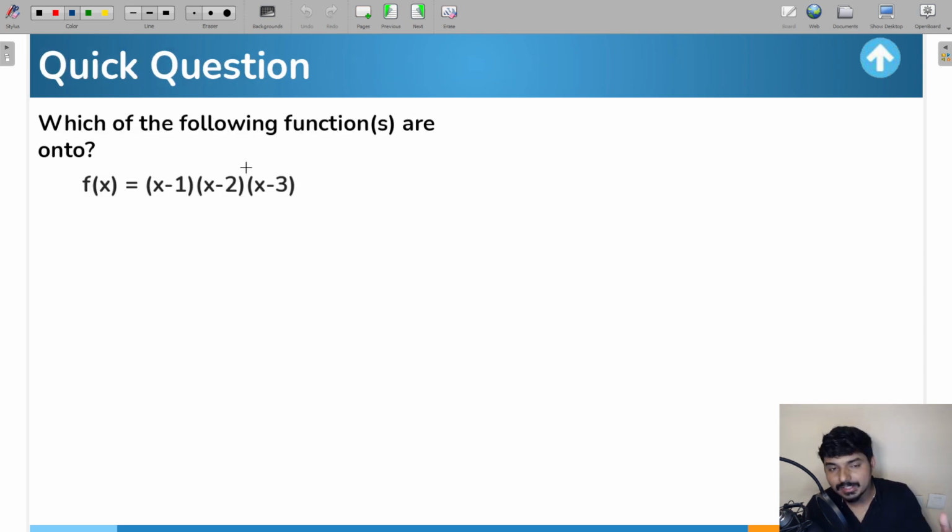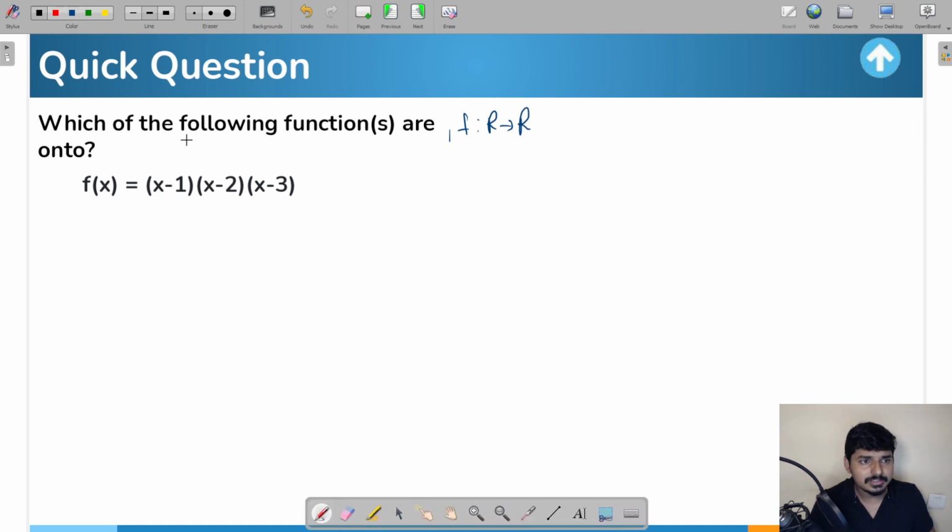You see this question: which of the following functions are going to be onto? In fact, only one function is given. So we need to figure out whether this is going to be onto. And again, let me say the function is defined from R to R, from real numbers to real numbers.